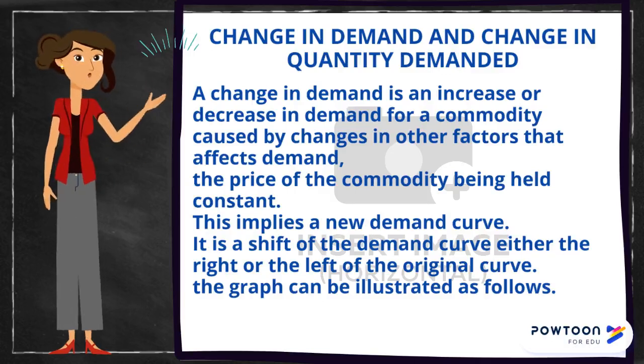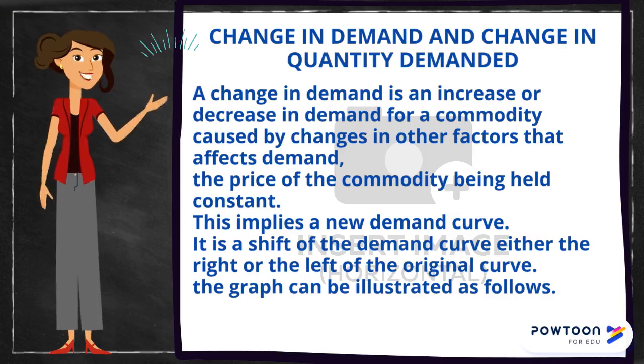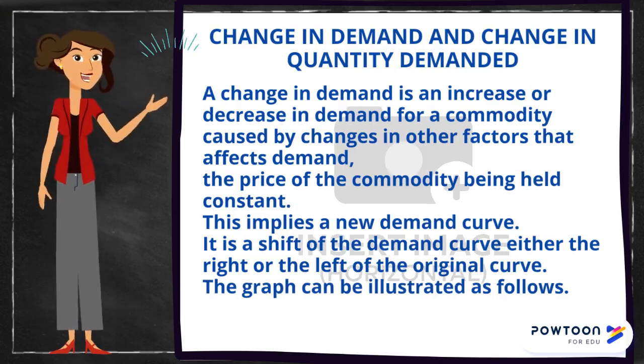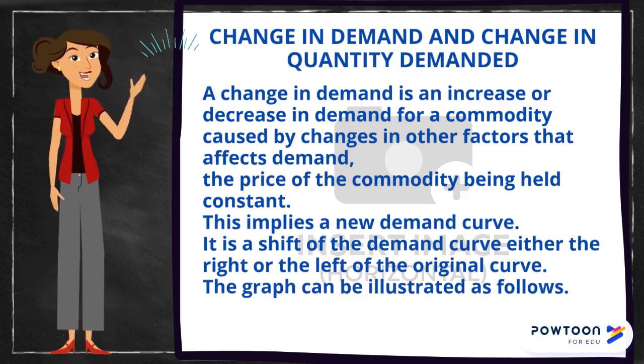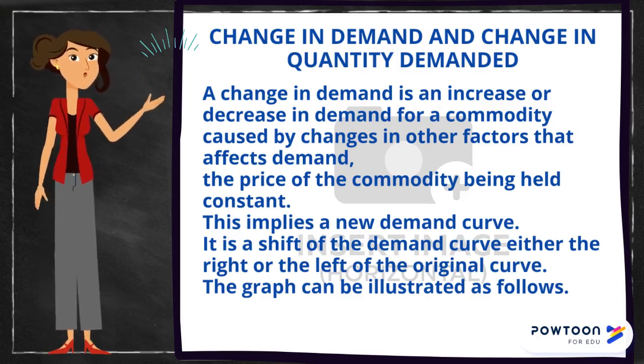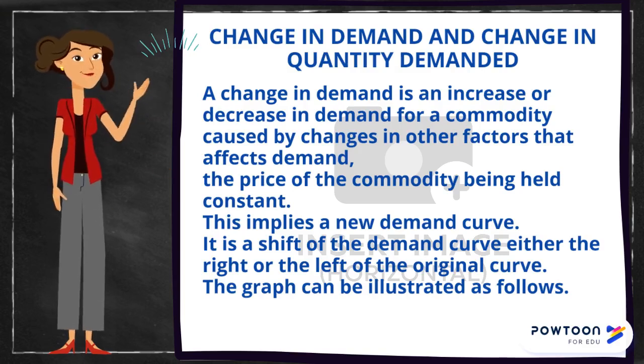In this lesson 1, let us look at change in demand and change in quantity demanded. A change in demand is an increase or decrease in demand for a commodity caused by changes in other factors that affect demand, the price of the commodity being held constant. This implies a new demand curve. It is a shift of the demand curve, either to the right or the left of the original curve.